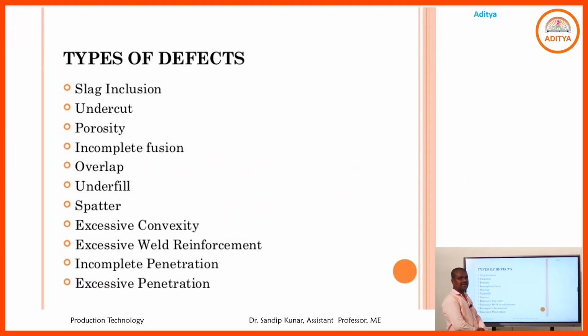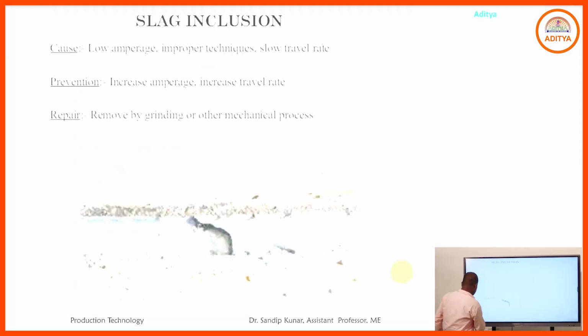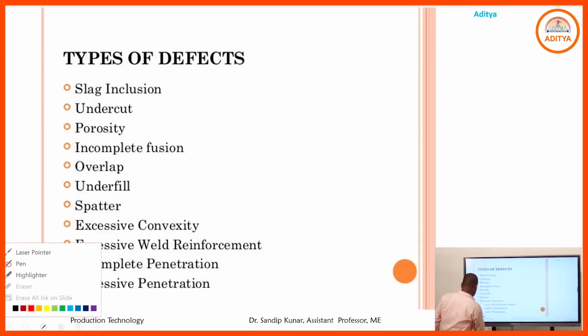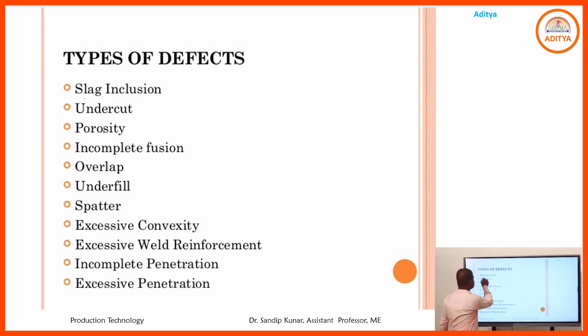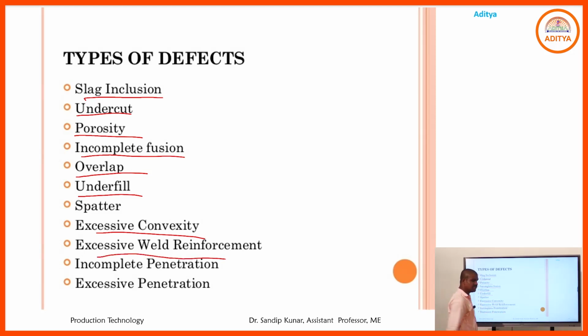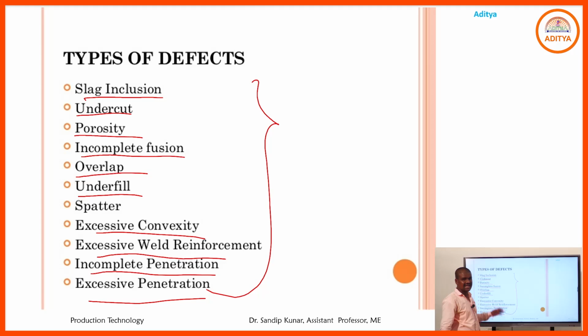During welding, a number of defects can occur in the weld phases. What are the welding defects? There are a number of welding defects. First one, slag inclusion, then second, undercut, third, porosity, incomplete fusion, overlap, underfill, spatter, excessive convexity, excessive weld reinforcement, incomplete penetration, excessive penetration. Those are the main defects that are shown in the welding phases.